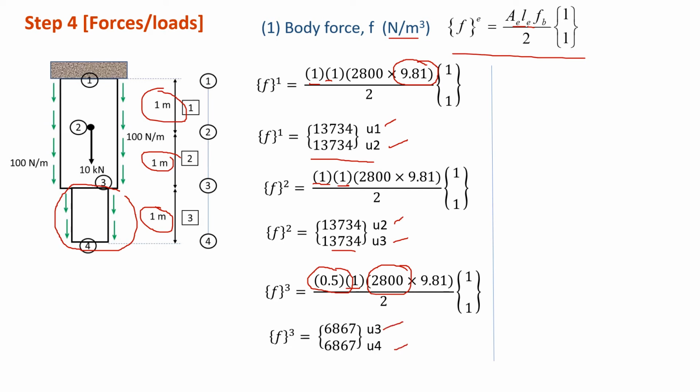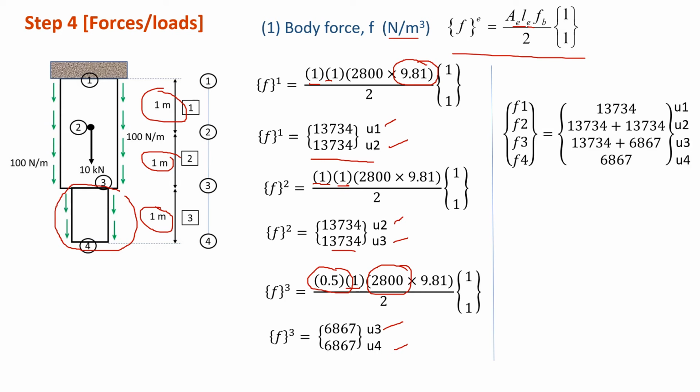Next step, we have to assemble this body force to get the global body force matrix for the system. So for F1, we take according to this node. In this case for U1, we have this value, so we replace here U1. And then for U2, we have this value coming from element 1, so we have this one.